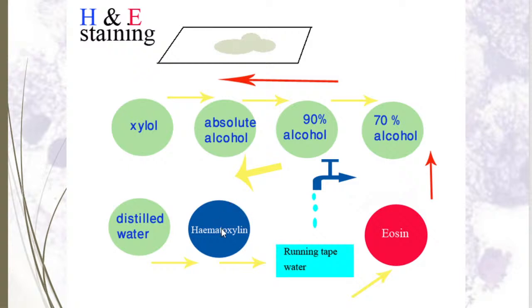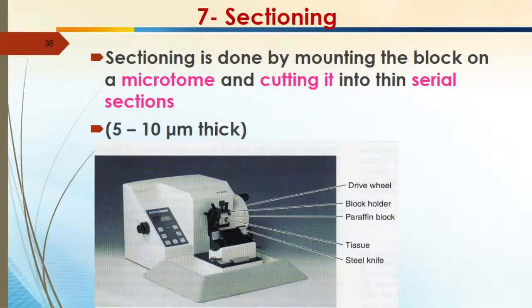After that, we add hematoxylin, a special histological stain, a basic stain of alkaline nature. The next is running tap water, and next is eosin. Eosin is an acidic stain. And we have to color the histological slide. But back to the sectioning technique.